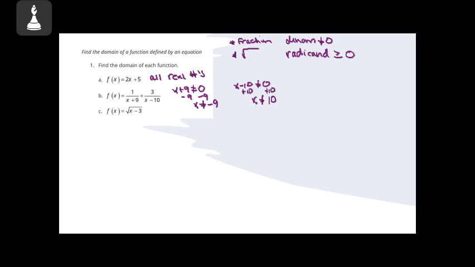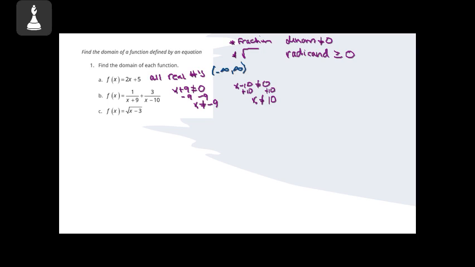Now, there is another way that you can write that, and that would be in the interval notation. So all real numbers, let me go back to that first one, is going to be negative infinity to infinity.